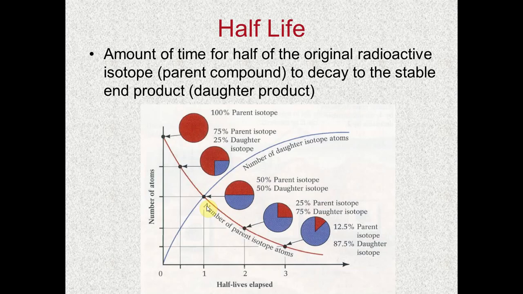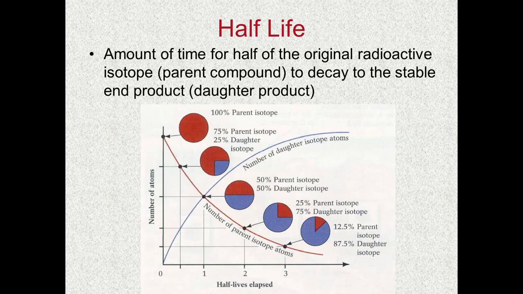So after one half-life, if you have 50, you have it again. After two half-lives, you're going to have 25% parent, 75% daughter. After three half-lives, 12.5 parent, 87.5 daughter. We could talk about four half-lives. That would be 6.25 parent and 93.75 daughter. Here's the important question, guys.